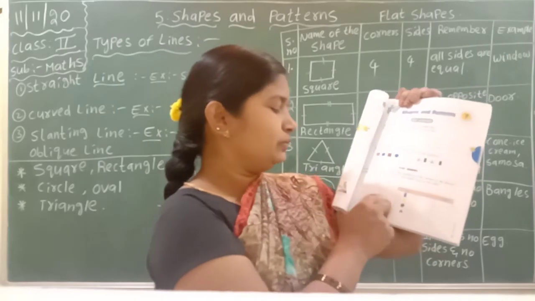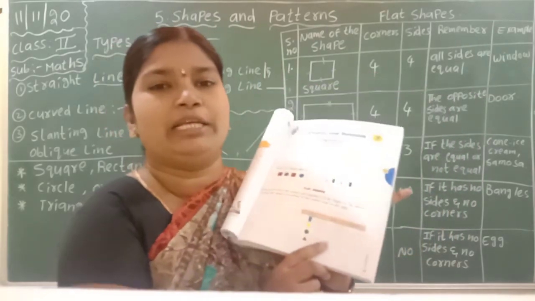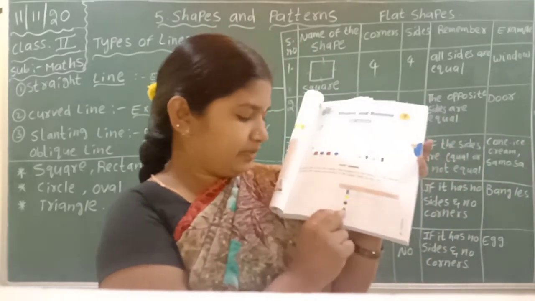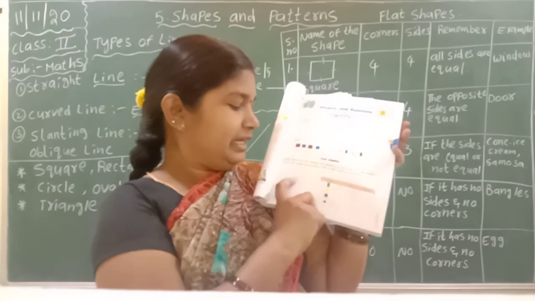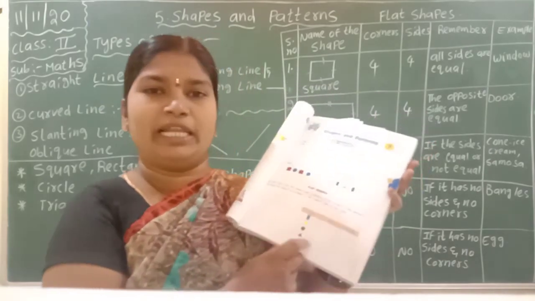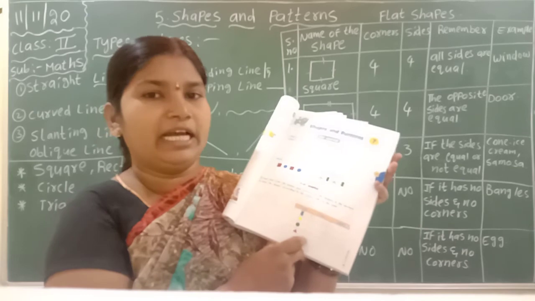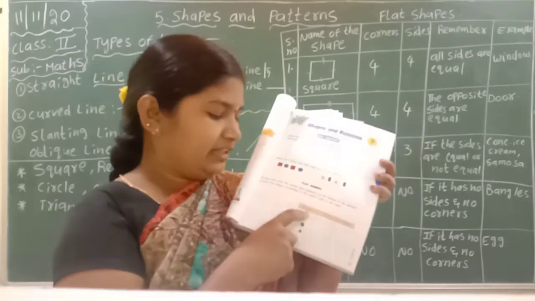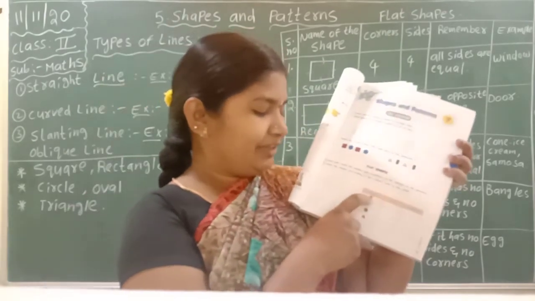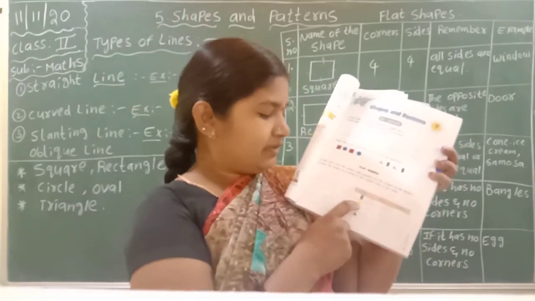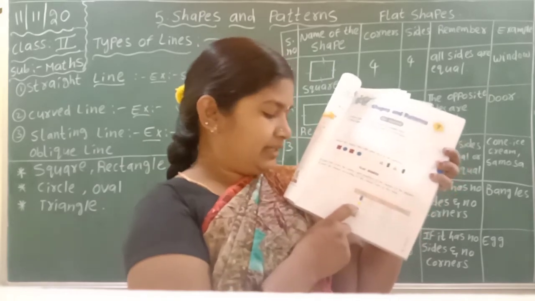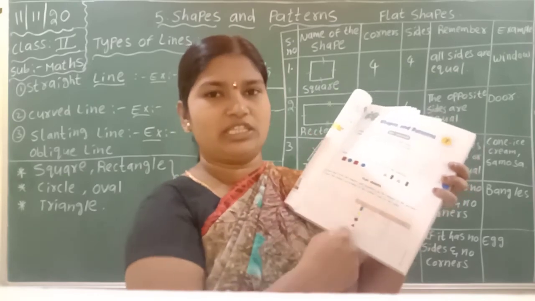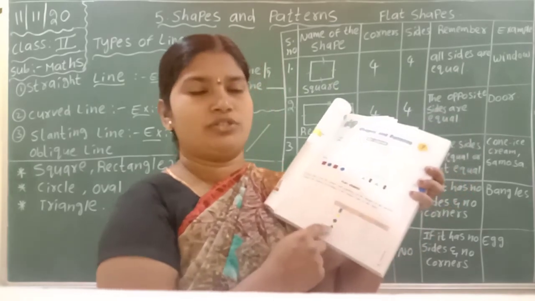Circle. 1, 2, 3. Write down the circle spelling. CIRCLE. Write down here 3. Triangle. Here 1. Write down the triangle spelling. TRIANGLE. Triangle number 1. Here they have given now, this rectangle with blue color you have to shade. Square with yellow, square is not there. Circle with green. Triangle with red. Color this using these color codes. Okay, this is your homework.